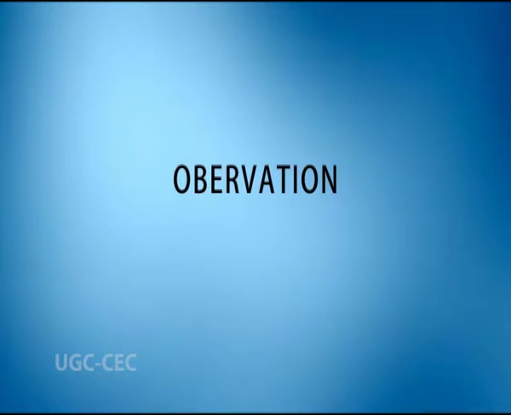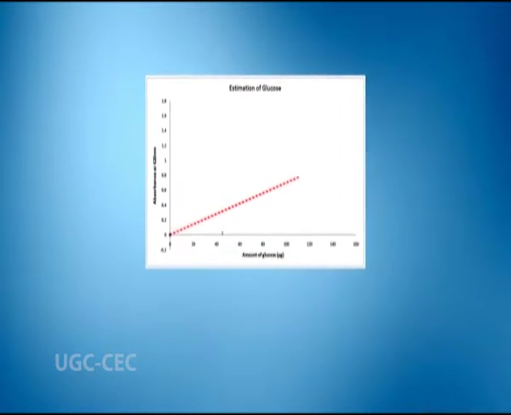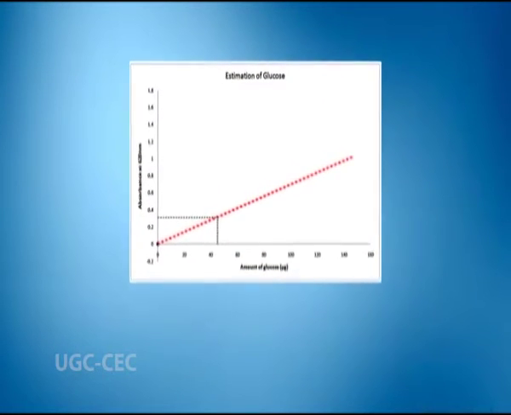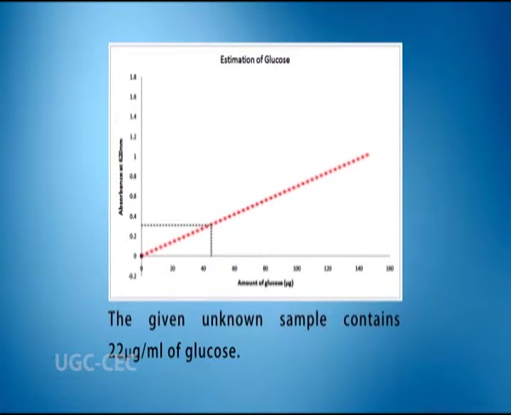Observation. The concentration of the unknown sample can be deduced from the standard plot. The given unknown sample contains 22 microgram per ml of glucose.